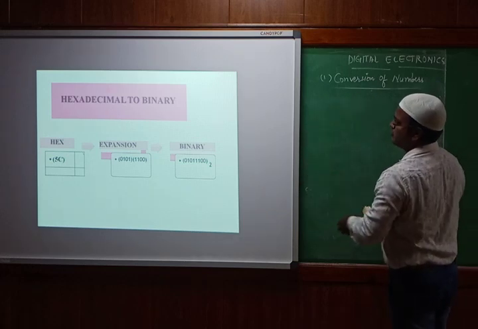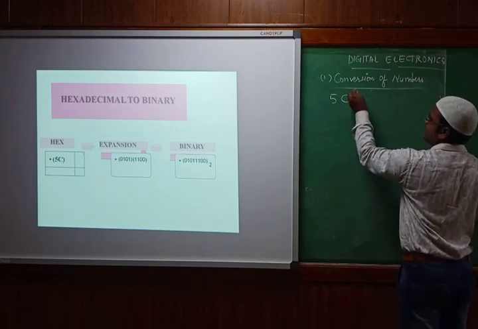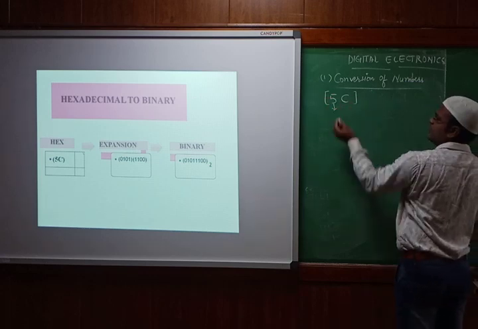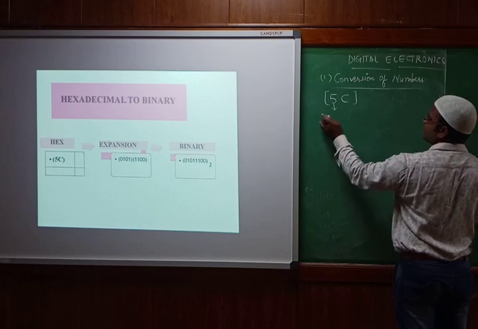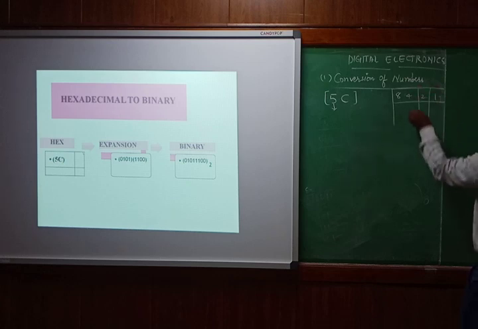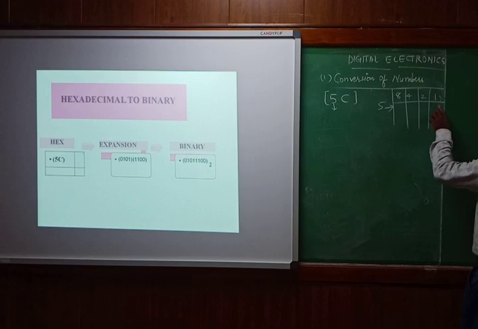So what is the number given over there? If it is 5C, this is given. So what is the 5 I can write as? If I am making a table for it, with 1, 2, 4, 8, if I want to write 5 as a digit, 4 plus 1, I can make it as 5. This is 1, this is 1, remaining will be 0.